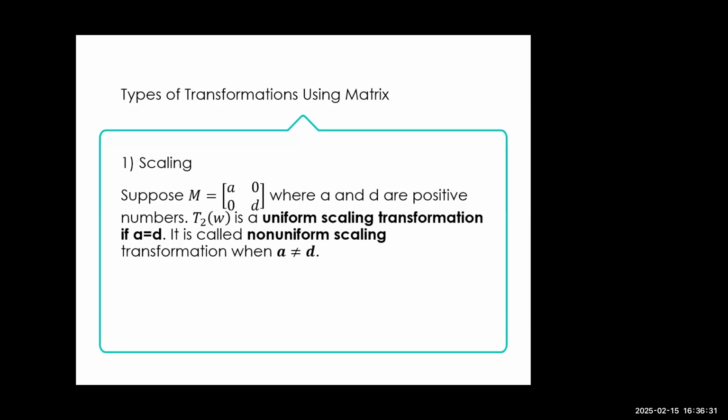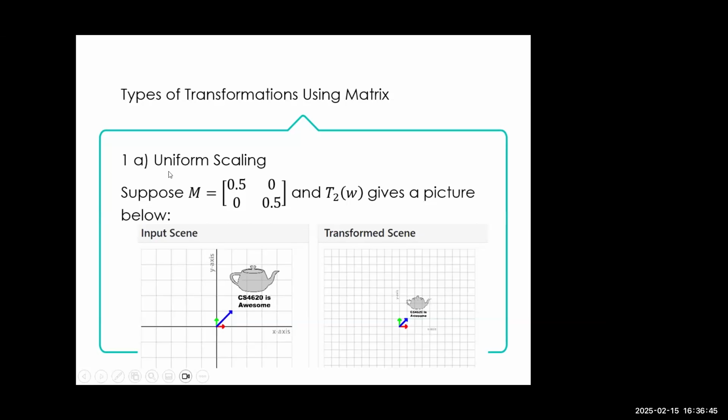This kind of scaling will be uniform if we set A and D positive. However, the other one is called non-uniform scaling. Let's look at an example of the scaling. This is the uniform one. I choose A equal to 0.5 and D equal to 0.5. You see that you get the input scene, and then the output scene will be much different. The transformed scene will be much smaller because you compress on the X coordinate. You also compress on the Y coordinate. So this is what I call uniform scaling.